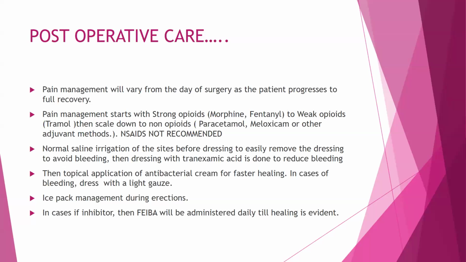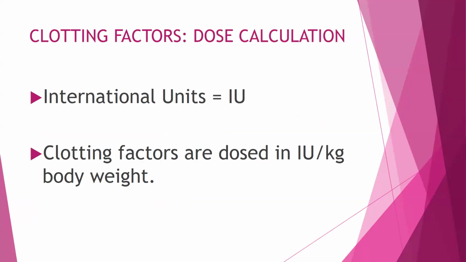In case a patient has an inhibitor and is post-operative, they are usually started on FEIBA, a factor 8 bypassing agent. This will be administered until this patient is out of danger and until this patient is discharged. So when we look at the calculation of how we're going to calculate factor, this was learned yesterday, but we're just going to rush through it. We usually calculate using international units.